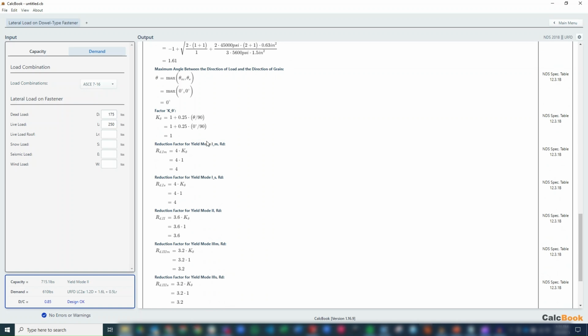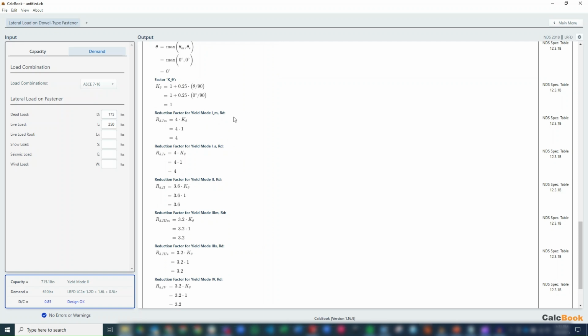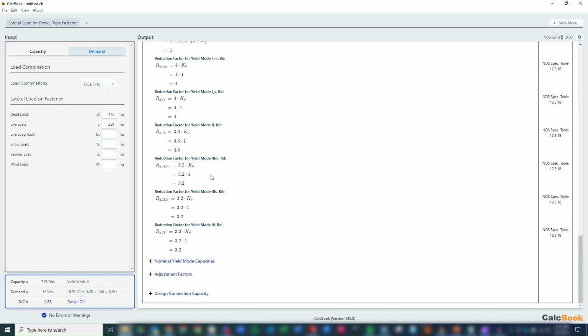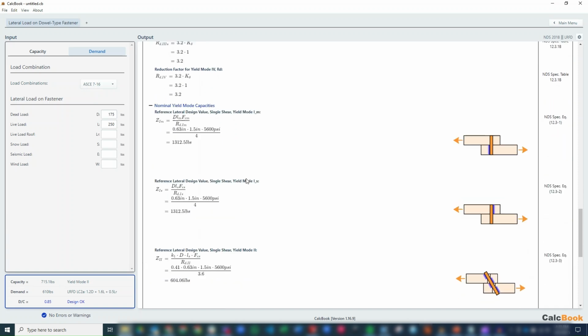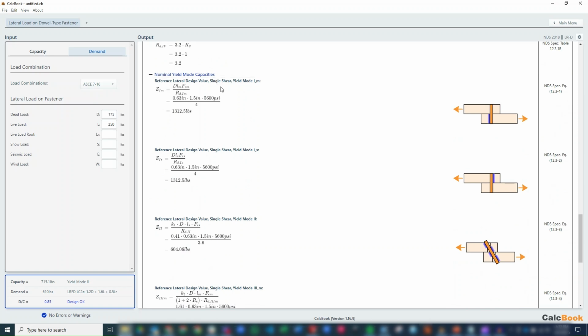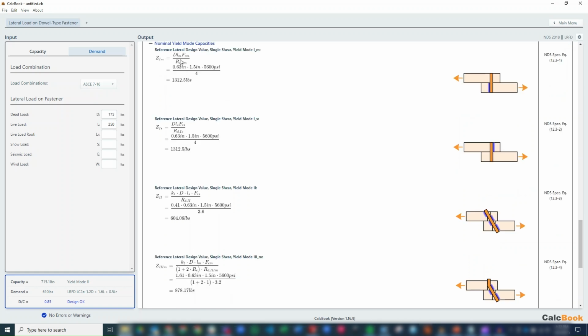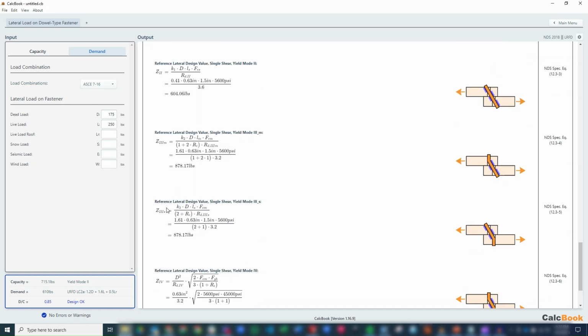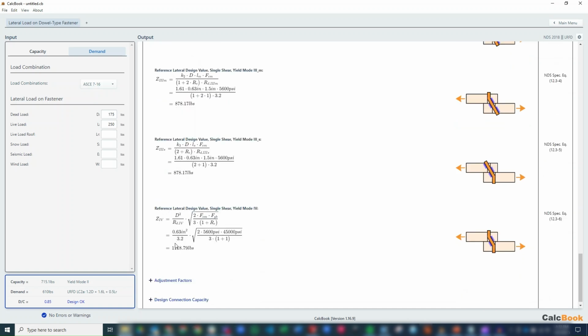And then we have some different reduction factors for the yield modes. So we have several different yield modes based on the type of failure for this connection. So we have some different calculations that we need to run for this reduction factor RD, which will go into our yield modes. So once we've got those calculated, right, we can go into our yield mode capacities. So these are all our reference design values, lateral design values for the different yield modes. So we have yield mode 1 of the main, 1 of the side, and then yield mode 2, 3 of the main, 3 of the side, and then yield mode 4. And we would have some other ones if we were in double shear, but this is all in single shear.